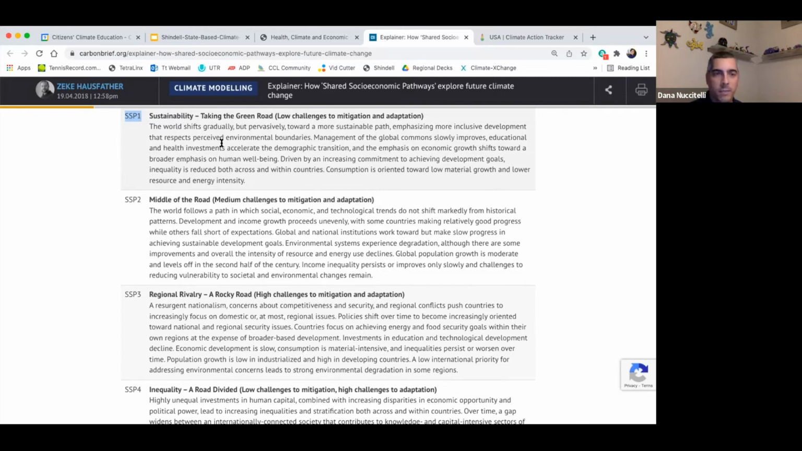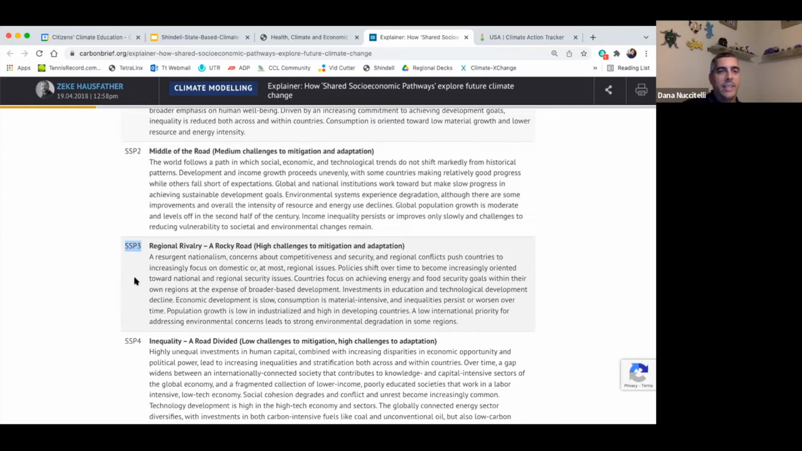And then SSP2 is the next one, which is basically that we keep doing in the future what we're doing now: a very gradual, slow shift towards clean energy, but we're not super into climate policy. So it's kind of following through with where we're going now.